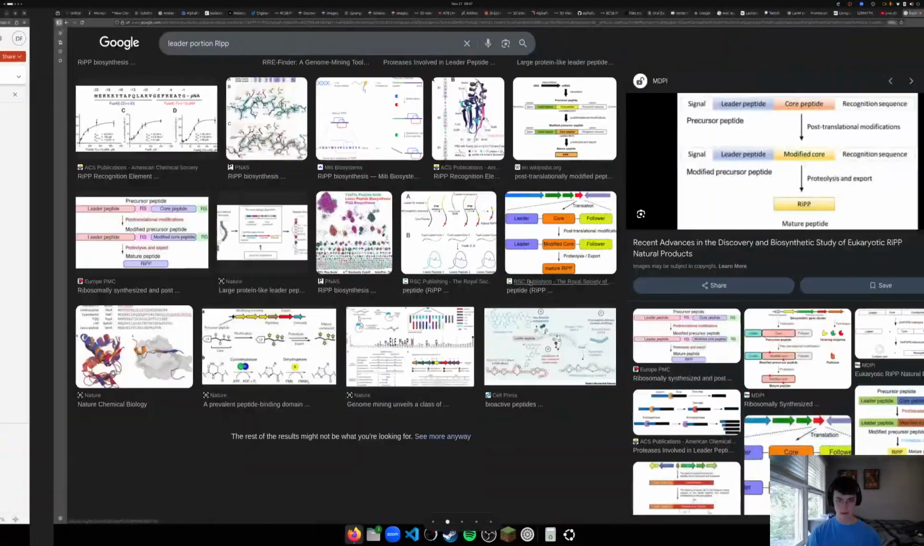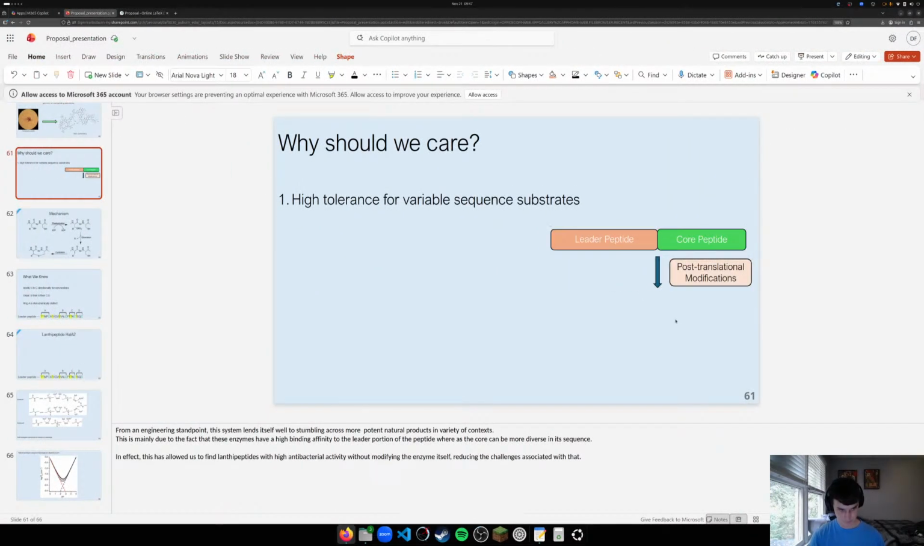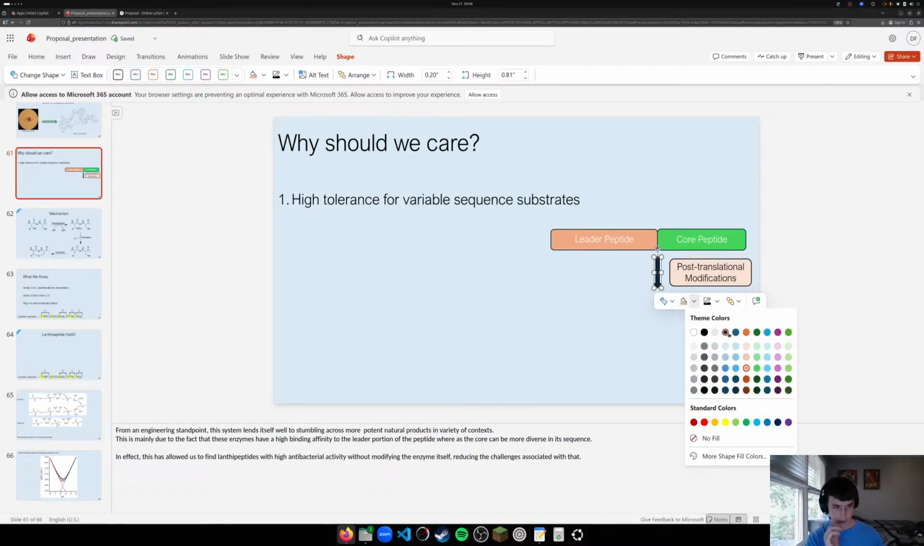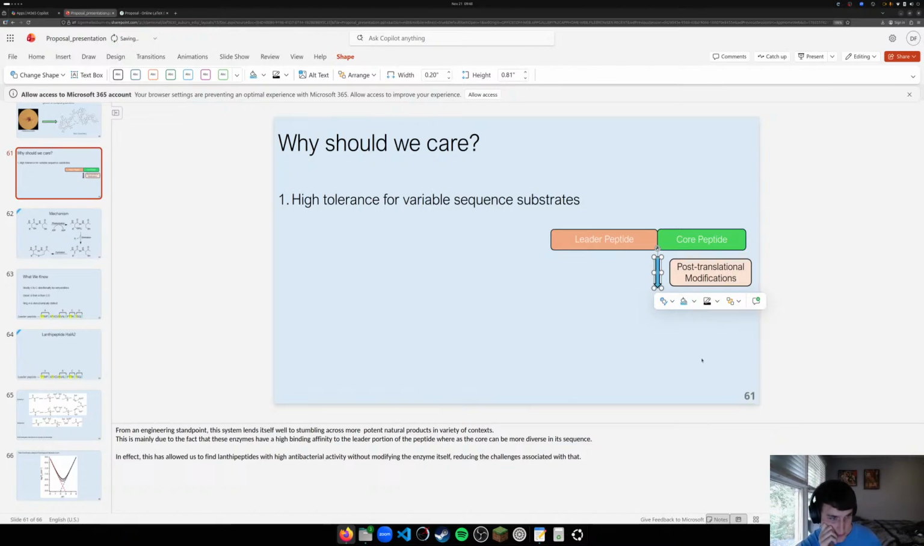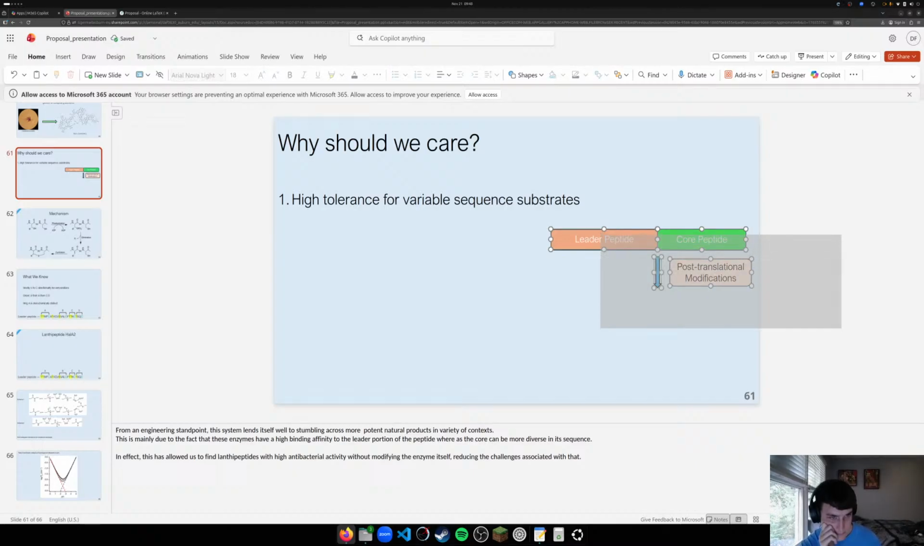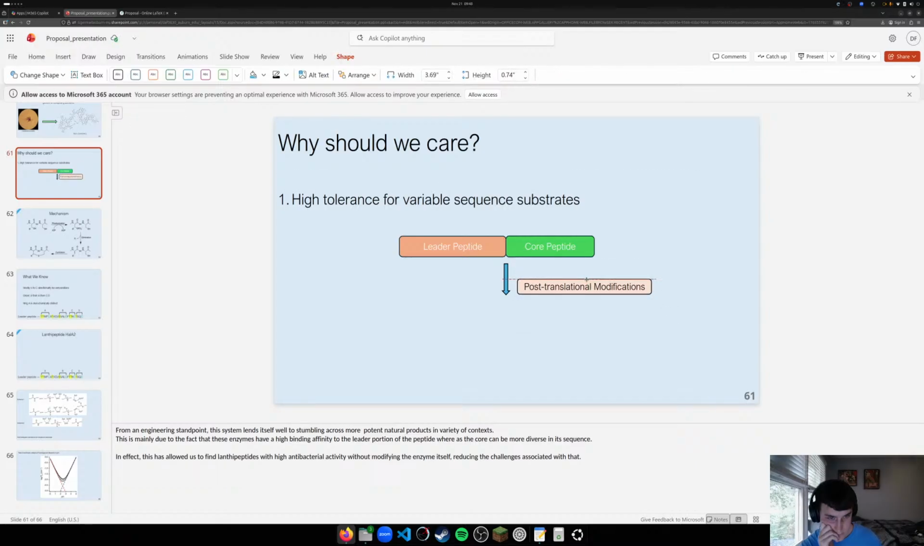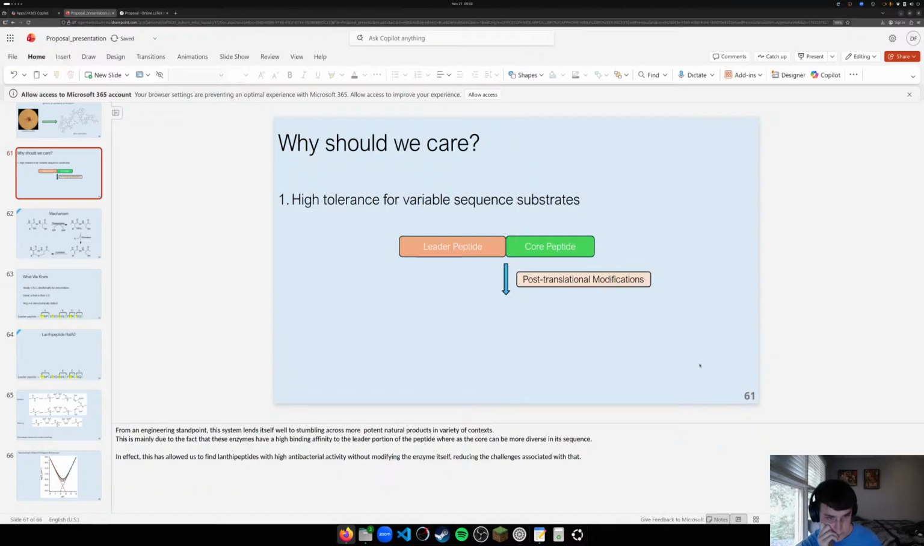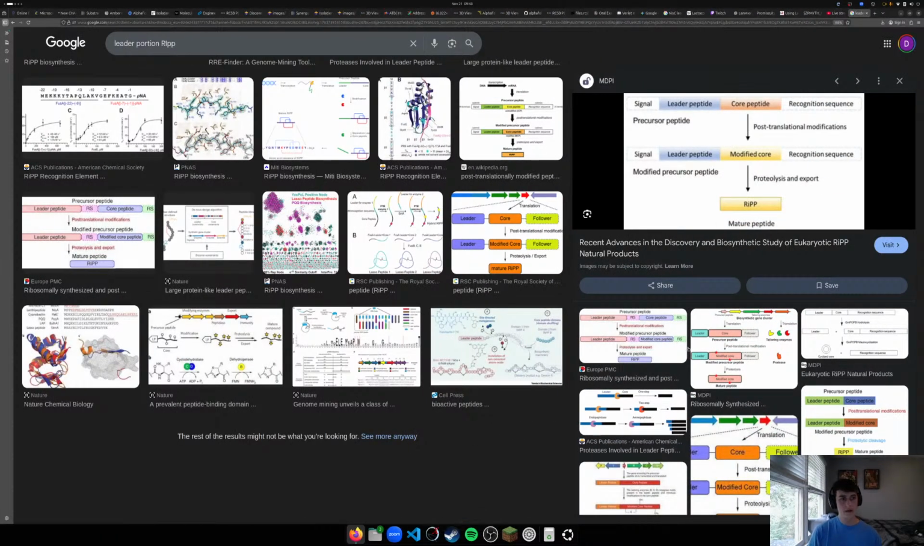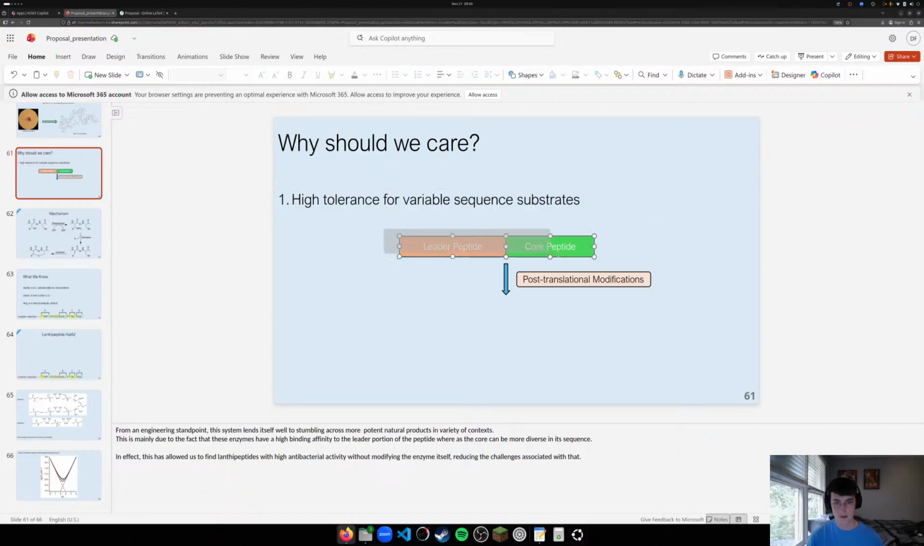All right. Anyway, let's finish this. So we'll color this blue. All right, and then we can just directly copy this here. Change this to modified core.